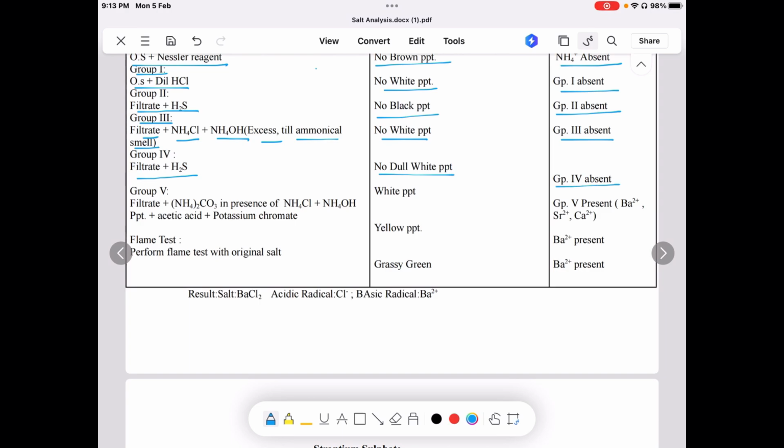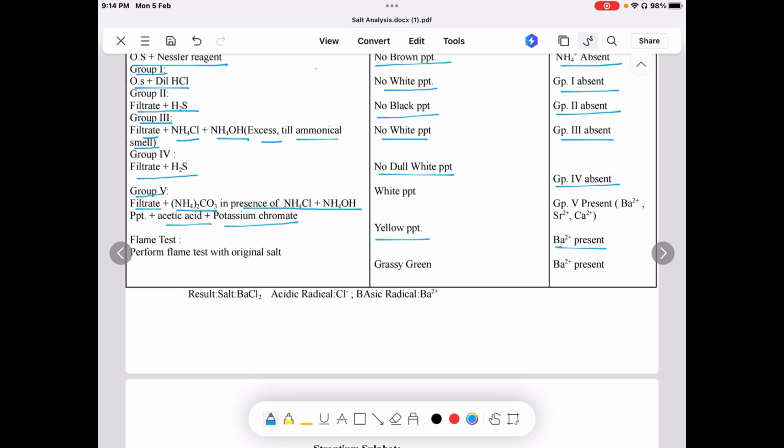Now, next is group 5. To the filtrate of group 4, we add ammonium carbonate, which is a group reagent for group 5, in presence of ammonium chloride and ammonium hydroxide, followed by acetic acid and potassium chromate. Yellow precipitate forms. This shows the presence of barium radical in a given salt.